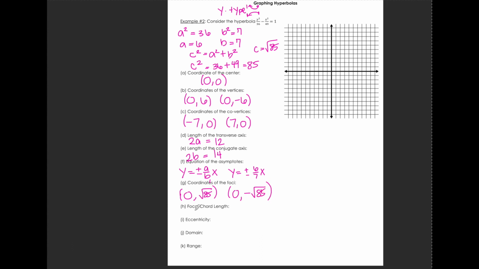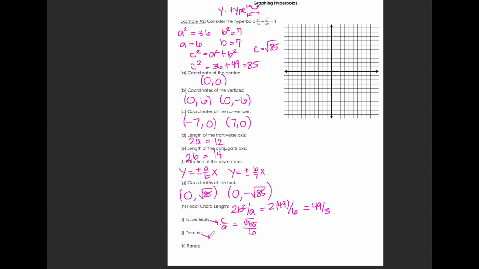The focal chord length is 2b squared over a. So in this case, that's 2 times 49 over 6, which reduces to 49 over 3. My eccentricity is c over a. So that's rad 85 over 6.